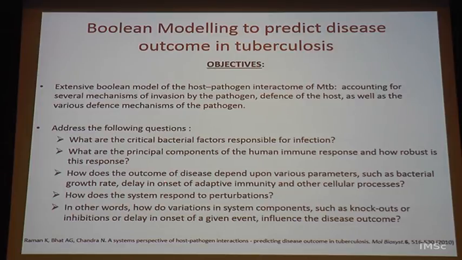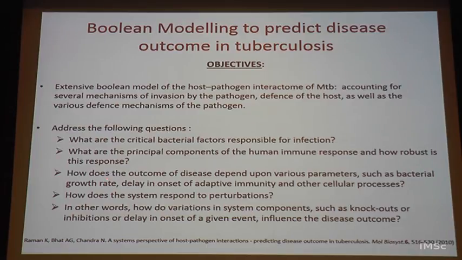What are the principal components of the human immune response, and how robust is this response? That's a question you can ask. And how does the outcome of the disease depend upon various parameters such as bacterial growth rate? Now, when does a bacterial growth rate change? A growth rate changes when an individual is treated with a drug. The growth rate is much higher when there is no treatment. Growth rate is very low when the treatment is successful, and obviously you have in-between values. So you can have a range of growth rates basically.